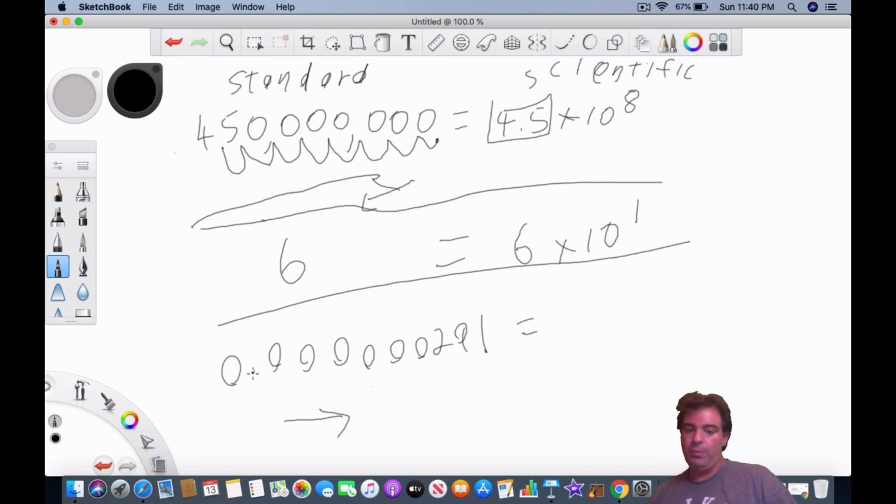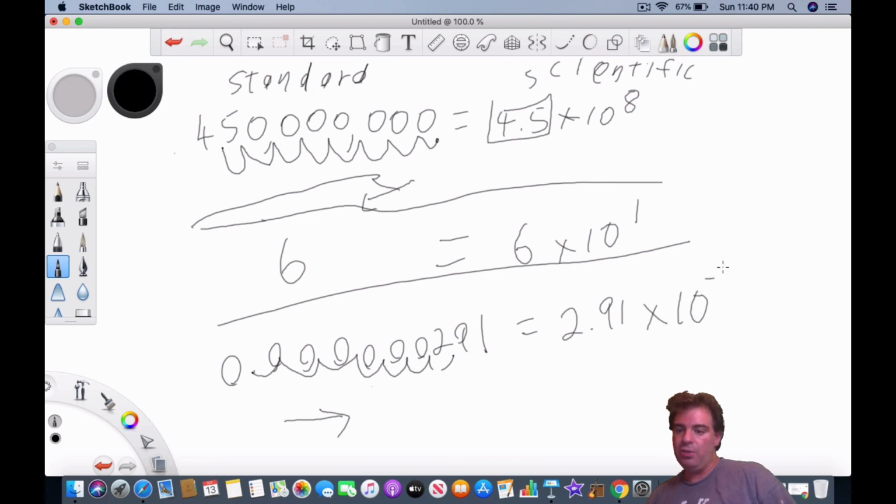So we go from here 1, 2, 3, 4, 5, 6, 7. So it becomes 2.91. Because I moved it 7 spaces, it becomes times 10 to the negative 7. Notice how this is a negative exponent, and this over here is a positive exponent because it was a number larger than 10. That's it. Very easy.